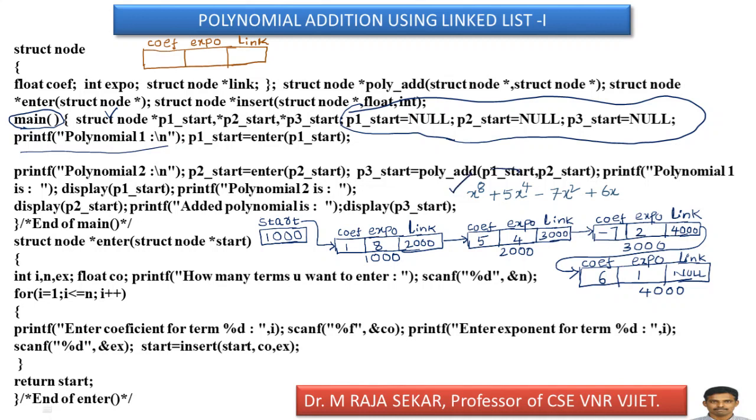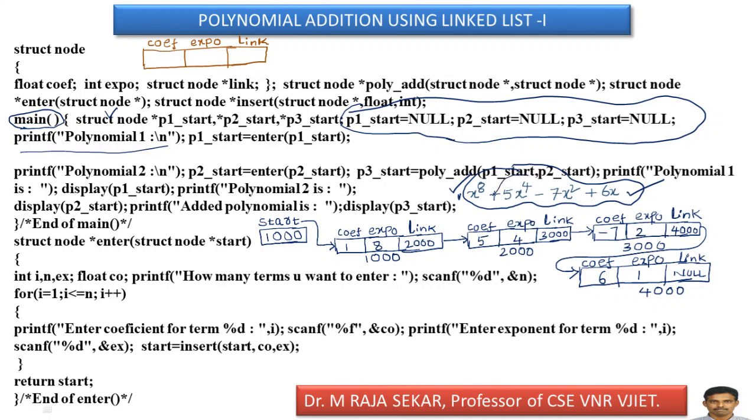Which polynomial? x power 8 plus 5x power 4 minus 7x square plus 6x, by using linked list. As I discussed in my previous lecture, how can I represent this particular polynomial? Yes, what we need? We need coefficient and exponent. In the case of 1x power 8, 1 is coefficient, 8 is exponent. That's what it says. Coefficient 1, exponent 8.